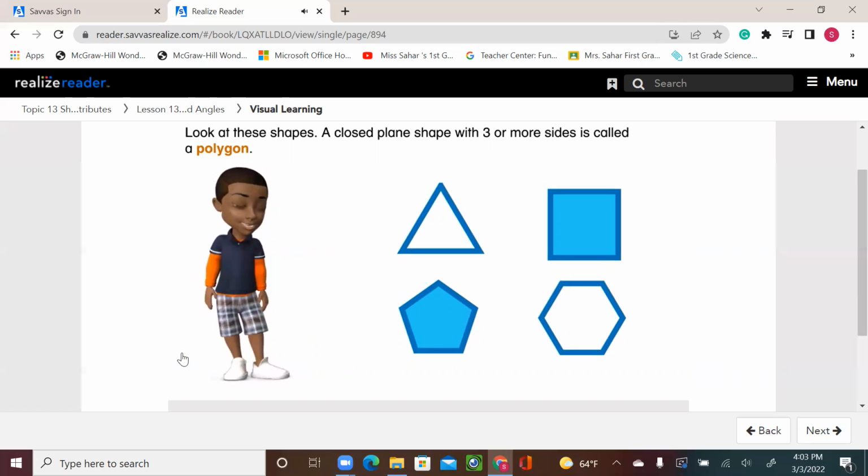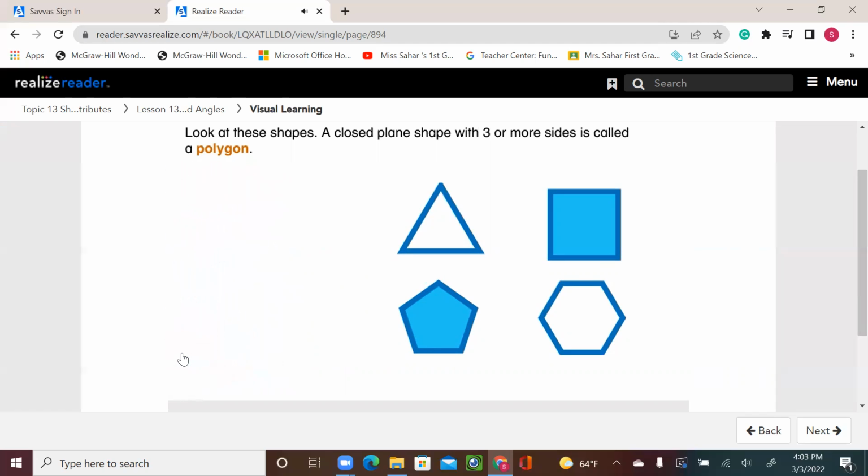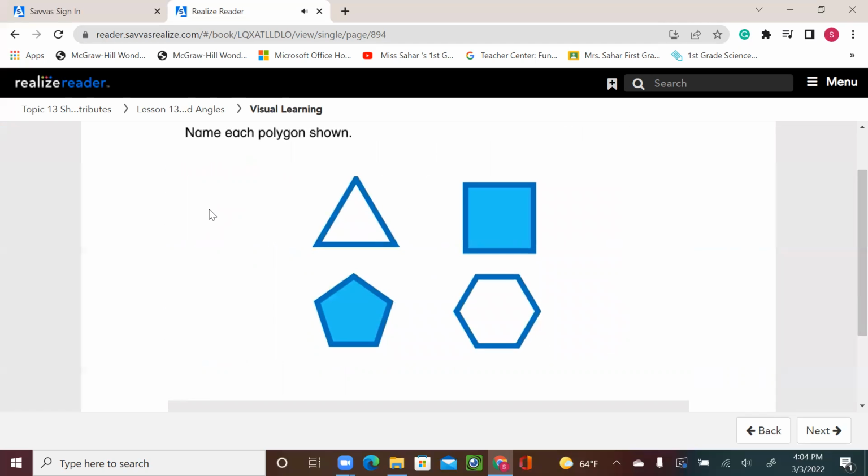Look at these shapes. A closed plane shape with 3 or more sides is called a polygon. You know the names of these polygons. Okay, so this is a new word: polygon. So a polygon is a shape that is closed and has 3 or more sides. They are closed plane shapes with 3 or more sides. We call them polygons.